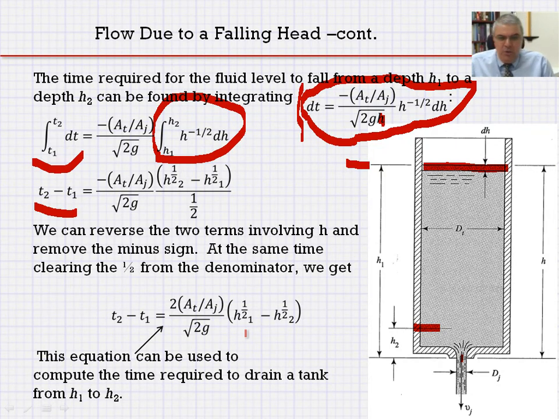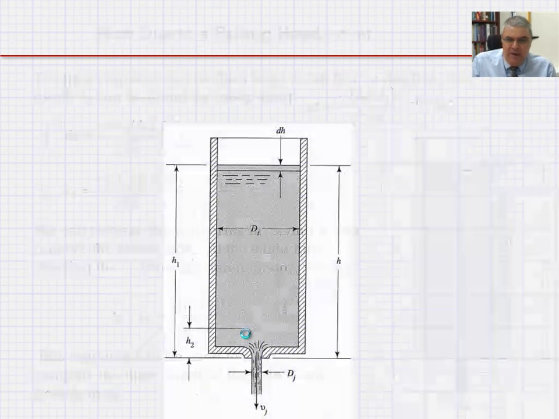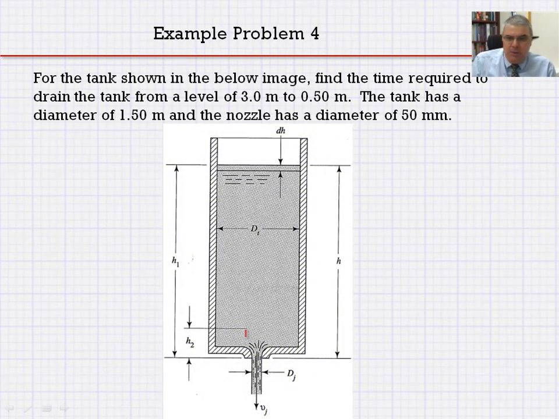Okay, so we're going to use this equation to compute the time required to drain a tank from h1 to h2. Let's take a look at this example problem. Okay, so for the tank shown in the image below, find the time required to drain the tank from a level of 0.3 meter to 0.5 meter. The tank has a diameter of 1.5 meter and a nozzle has a diameter of 50 meter.